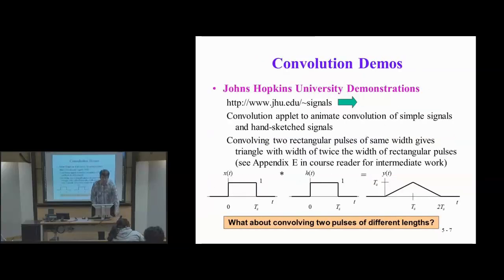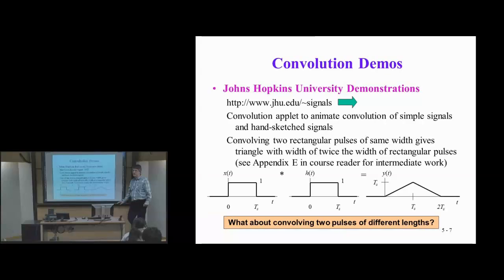So I'm going to run some demos from the Johns Hopkins University website. So we'll do both in continuous time and discrete time. And these are going to be Java applets for each domain in time. And so again, just one simple example that I'll do is convolving a rectangular pulse with a rectangular pulse. And we're going to use this throughout the semester.